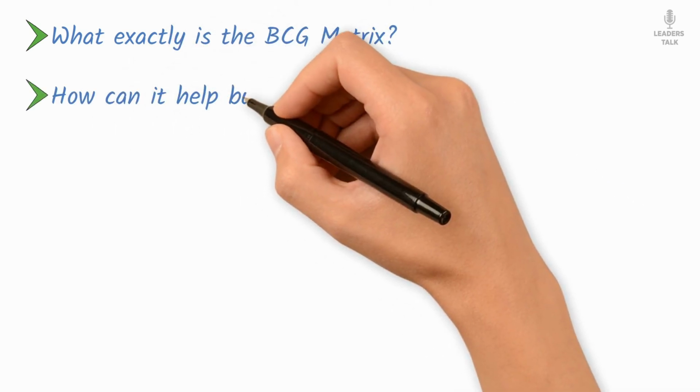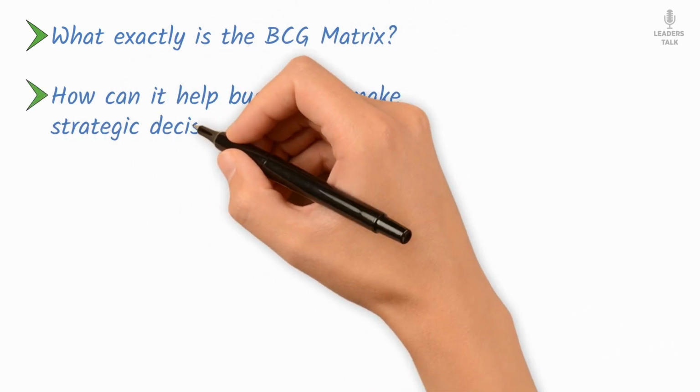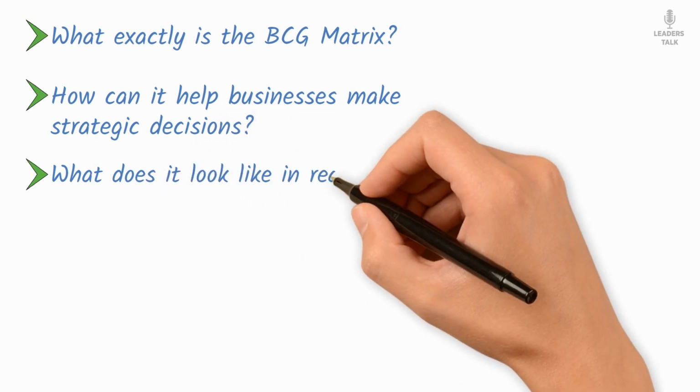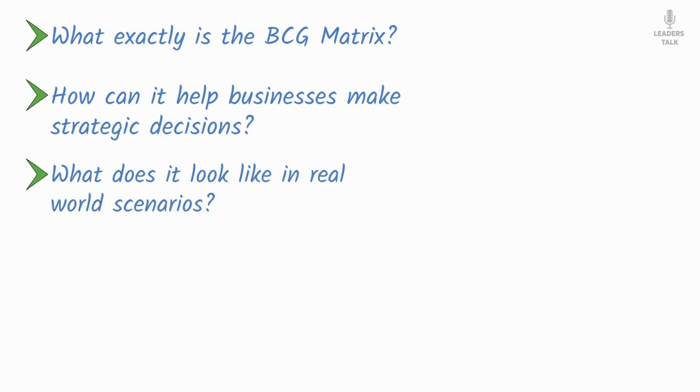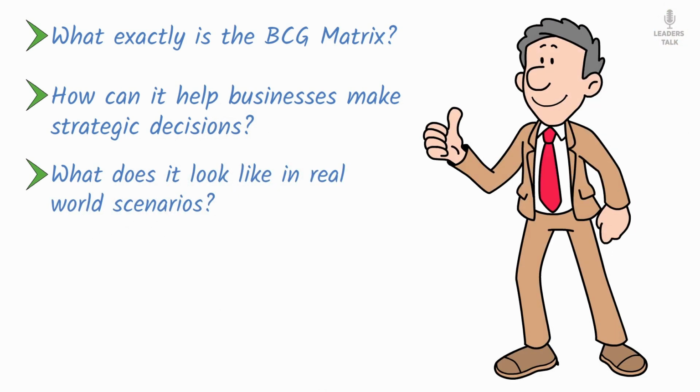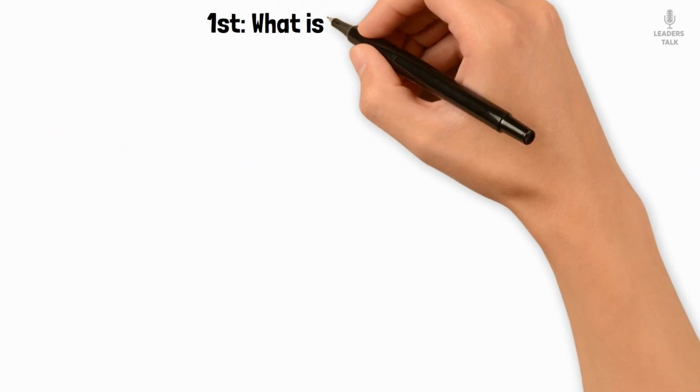How can it help businesses make strategic decisions? And what does it look like in real-world scenarios? We'll answer all these questions and more, so stick around till the end. First, what is the BCG Matrix?